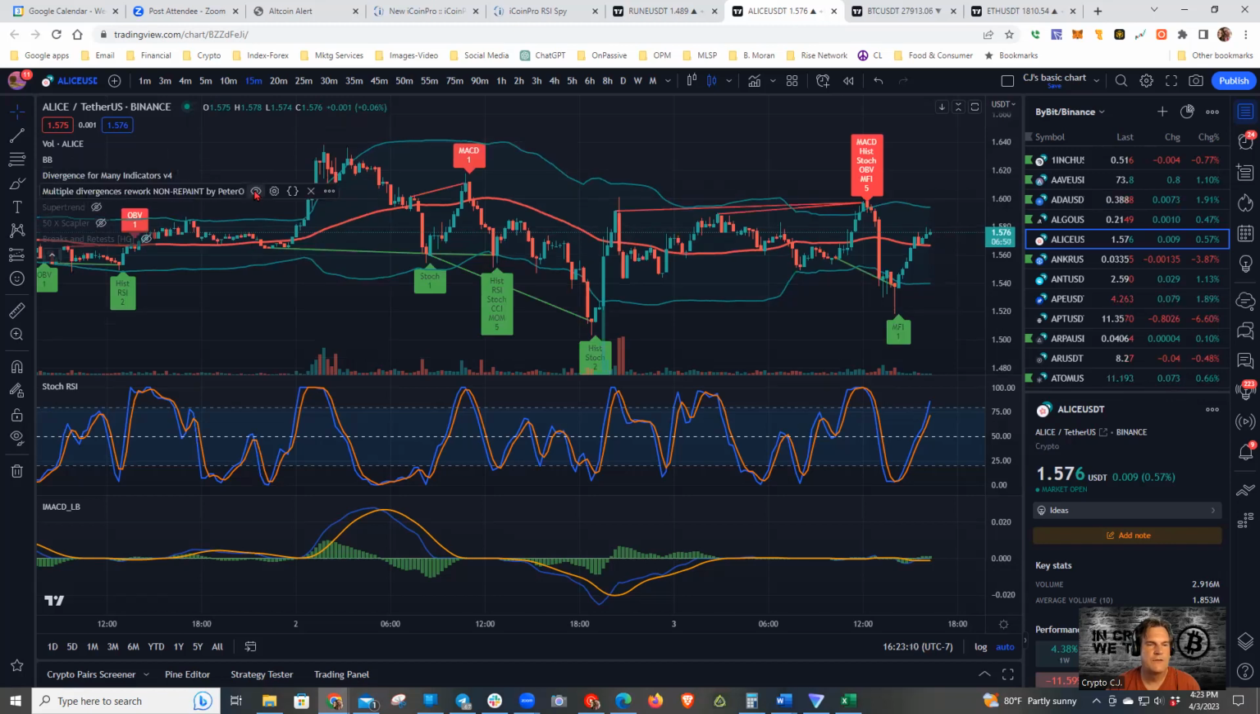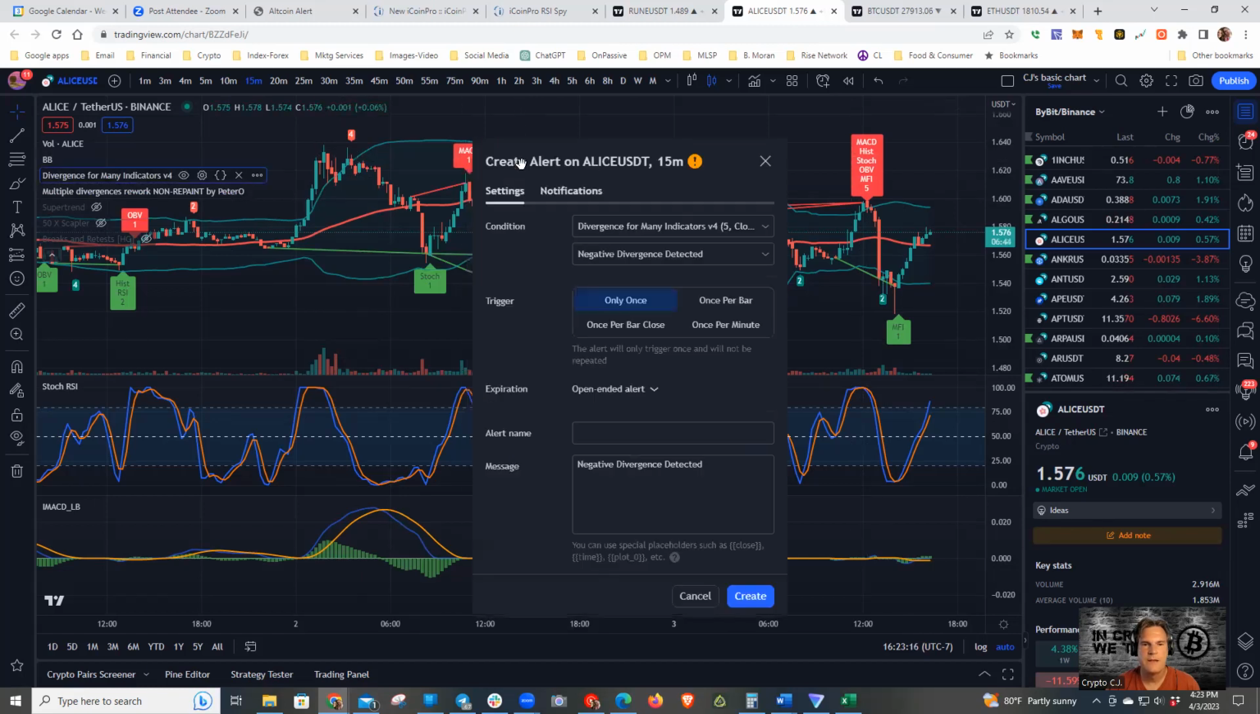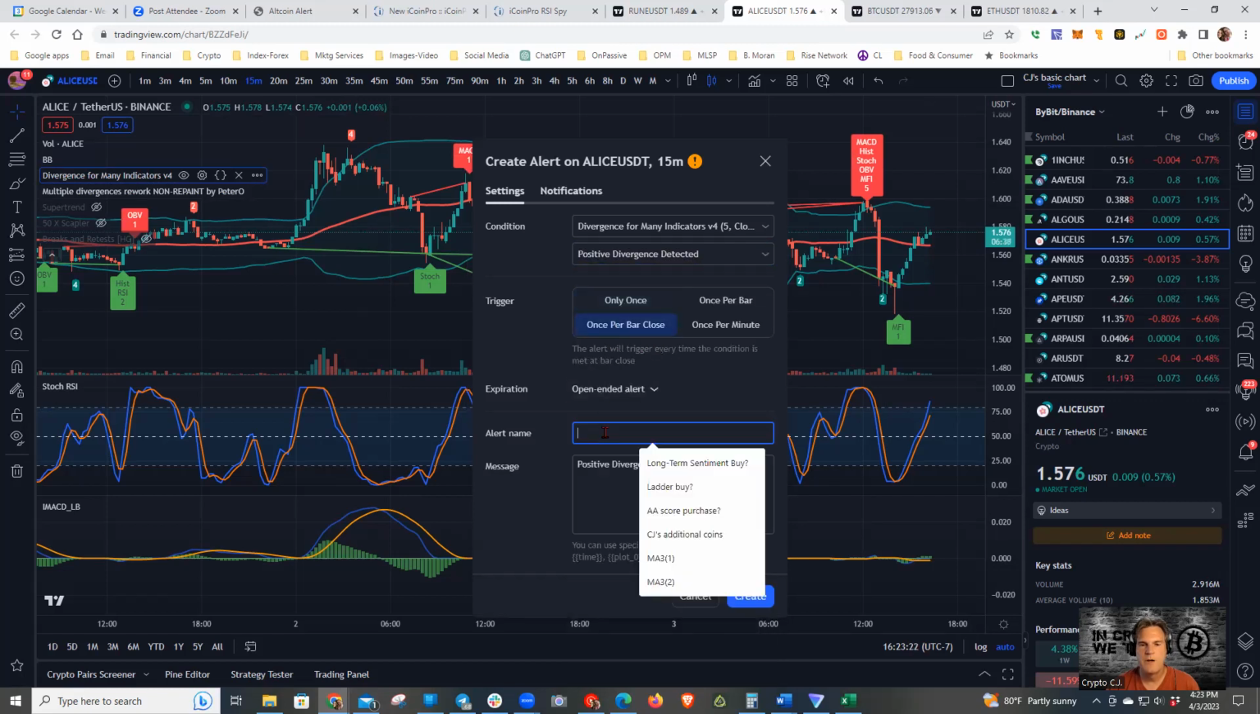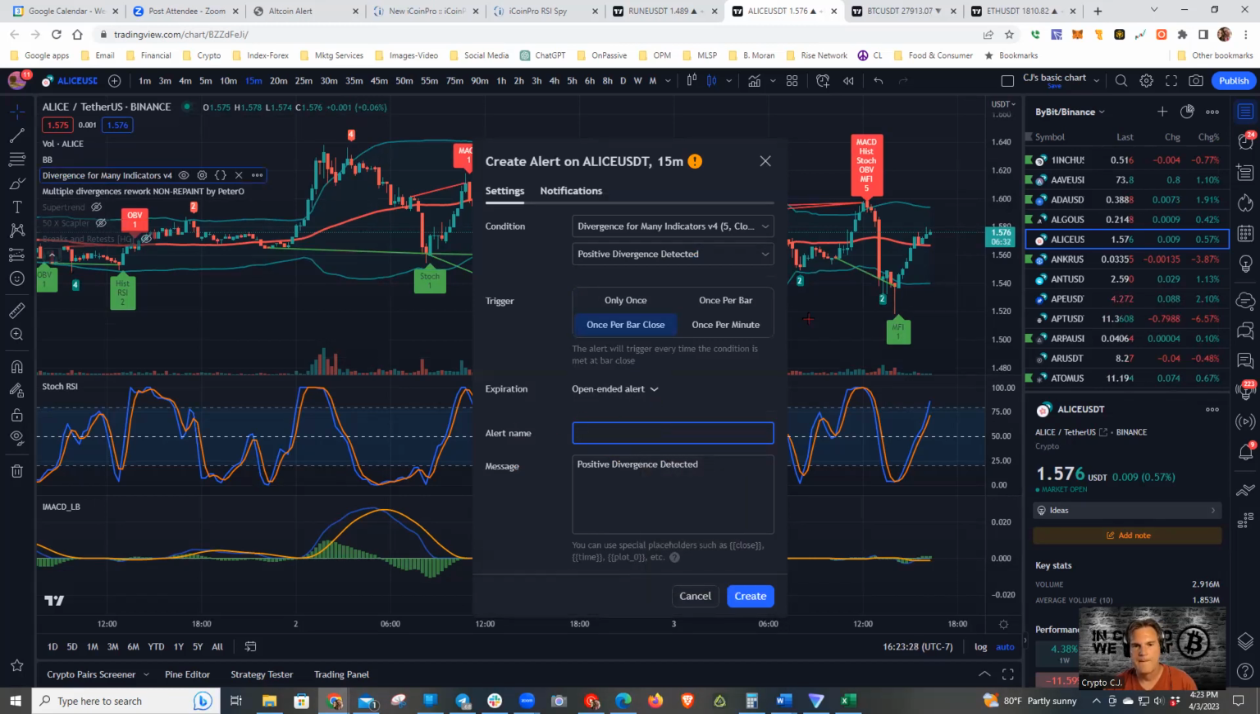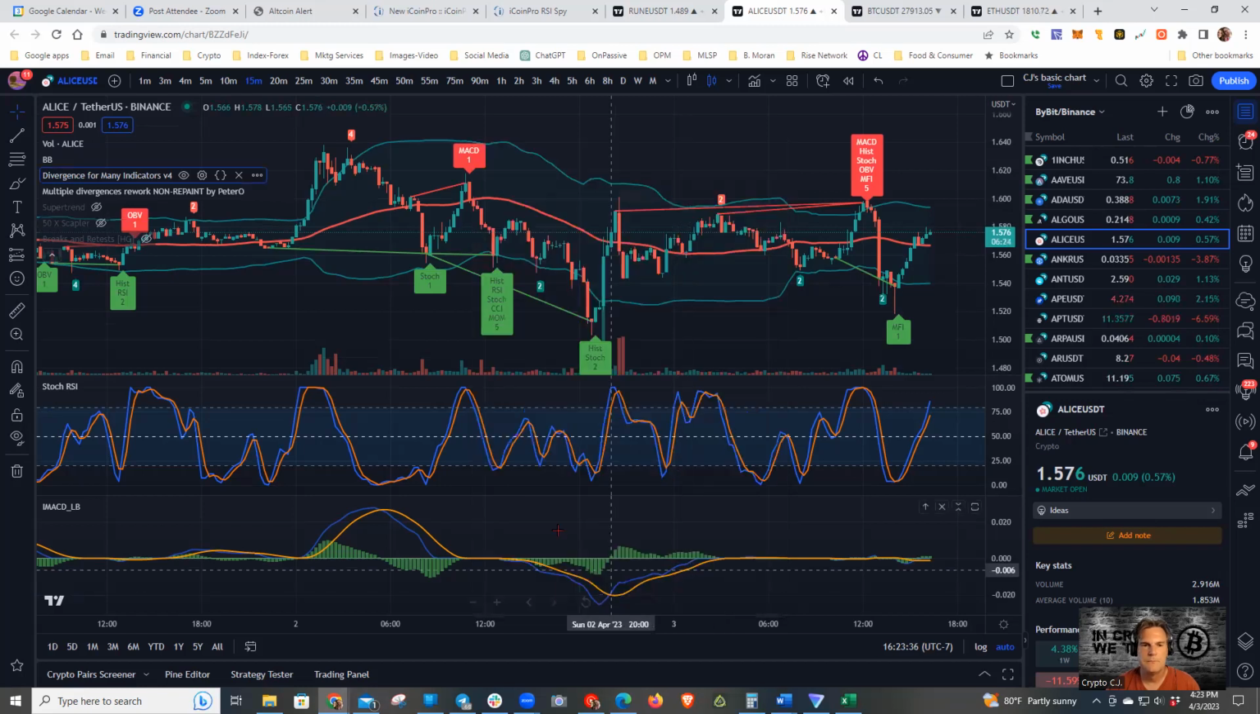Back to divergence. If you want to set an alert on divergence, right click. The negative is selected first, so you go to the positive one, once per bar close, and call it what you want, AA score. And then if you want to do both directions that day, you'll have to create a separate one for negative divergence. Okay.